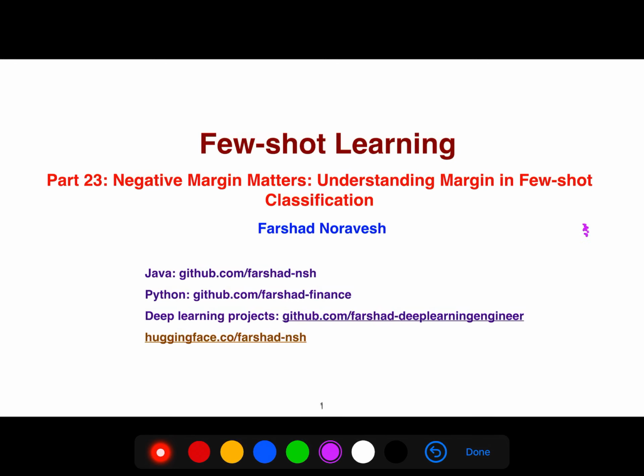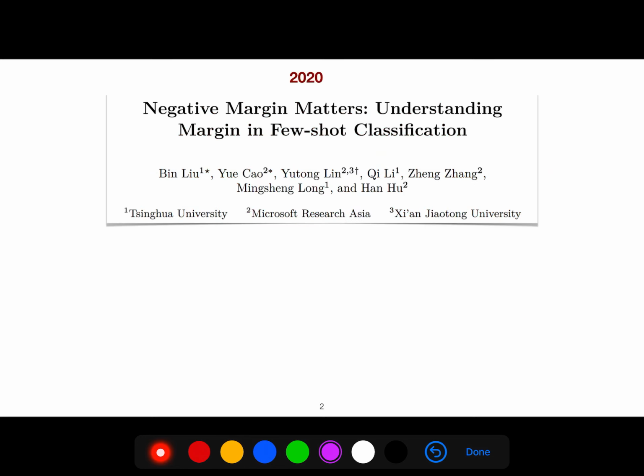In this lecture, I'm going to be talking about few-shot learning, but we are using margin. So we want to understand what a negative margin is. I'm going to be focusing on this important paper from 2020.